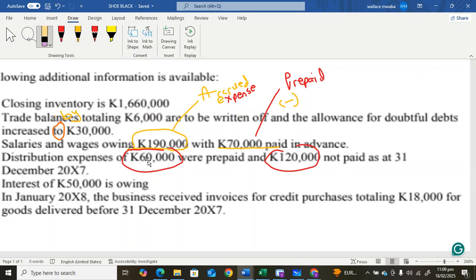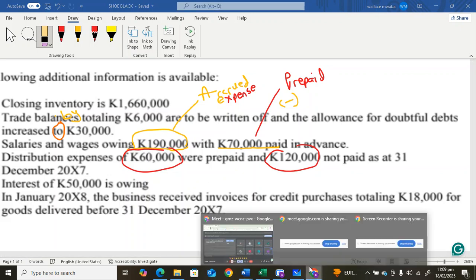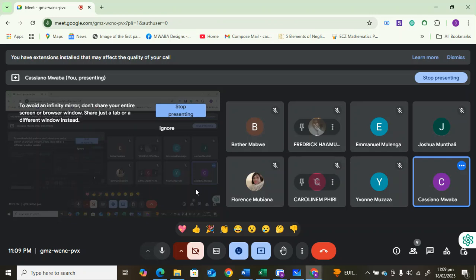Yes. So please remember that, colleagues, because in every financial statement question, you are going to meet one of these. Maybe both of them, or you might meet one. If you remember these concepts, you'll be okay.